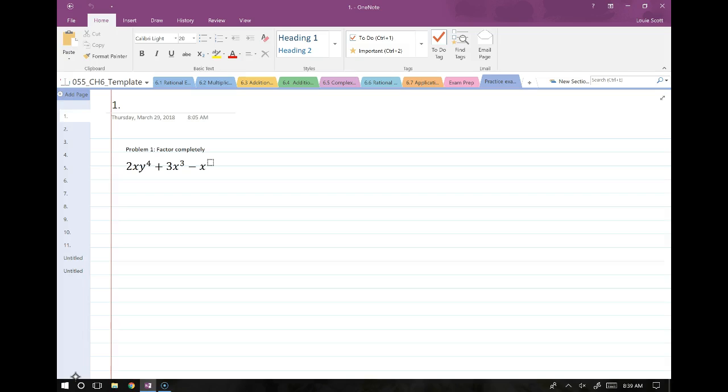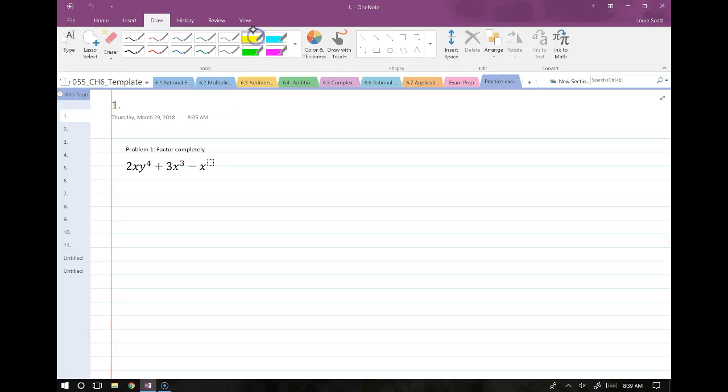Okay, so for problem number one, I've said factor this guy completely. The first thing we do whenever we're asked to factor something completely is we look for a common factor that we can pull out of every single term. If you take a look at this, you will see that the coefficients don't have a common factor, but there is a common factor of x in each term. So I'm going to go ahead and pull x out and then see if there's anything else to do after that. That leaves me with 2y to the fourth plus 3x squared minus 1.